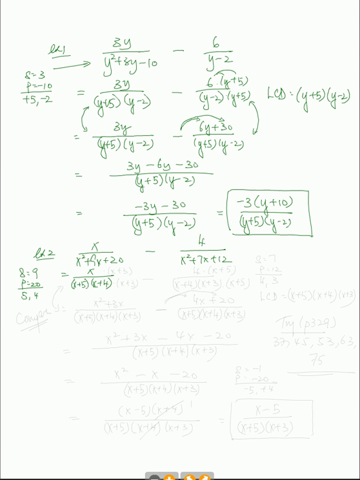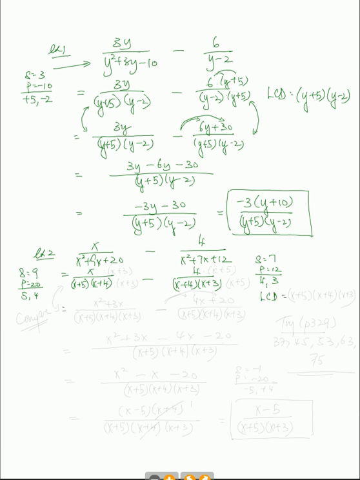Do the same with the other one. The sum here is 7 and the product is 12. So the two numbers are 4 and 3. That comes out to be x plus 4 and x plus 3. Okay, so this is where you have to make a decision.